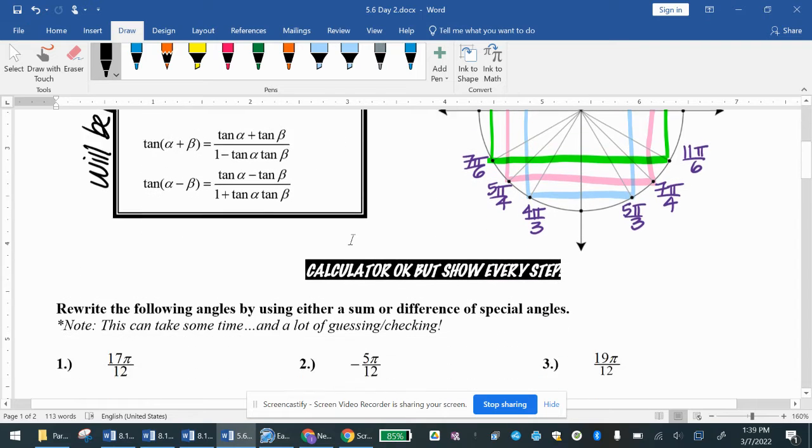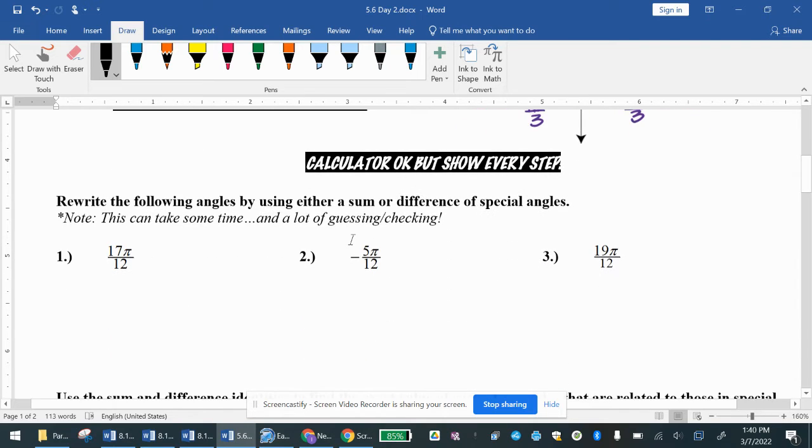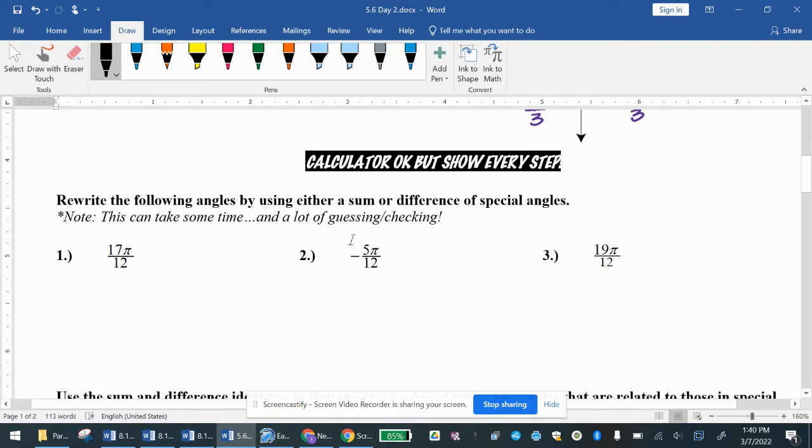Okay, so really quickly, just so you know, most of the angles that we're going to be given will have a denominator of 12. The reason they all have a denominator of 12 is because 12 is the lowest common denominator, the LCD, of pi over 6, pi over 4, and pi over 3. So you're going to be given angles that have a denominator of 12.